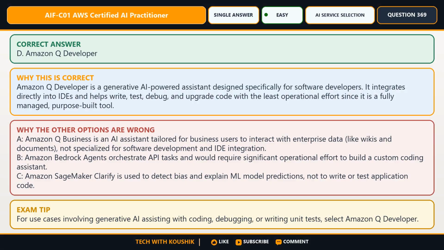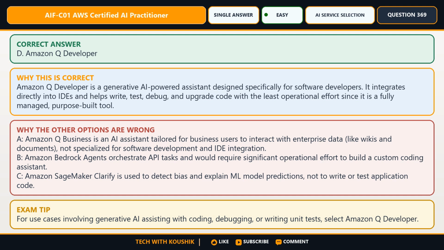The best answer is D, Amazon Q Developer. This option satisfies the complete requirement because Amazon Q Developer is a generative AI-powered assistant designed specifically for software developers. It integrates directly into IDEs and helps write, test, debug, and upgrade code with the least operational effort since it is a fully managed, purpose-built tool.